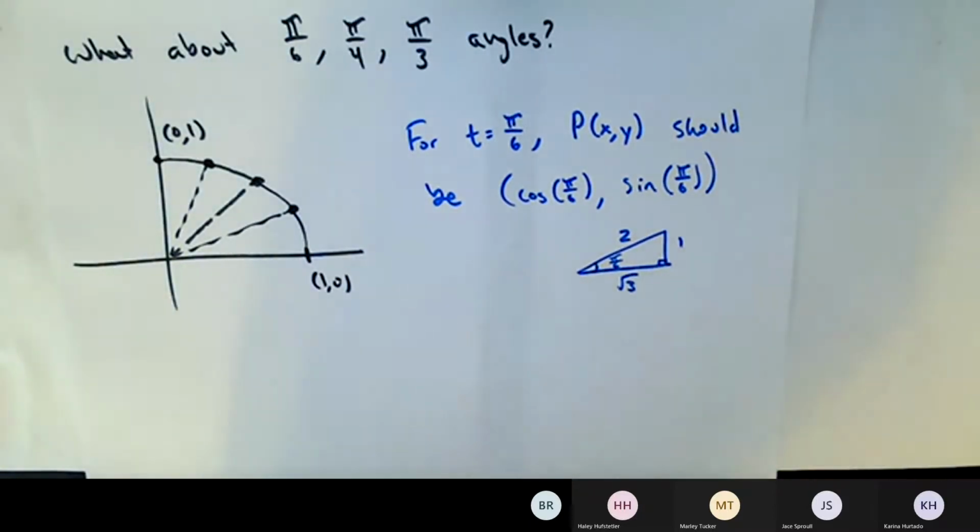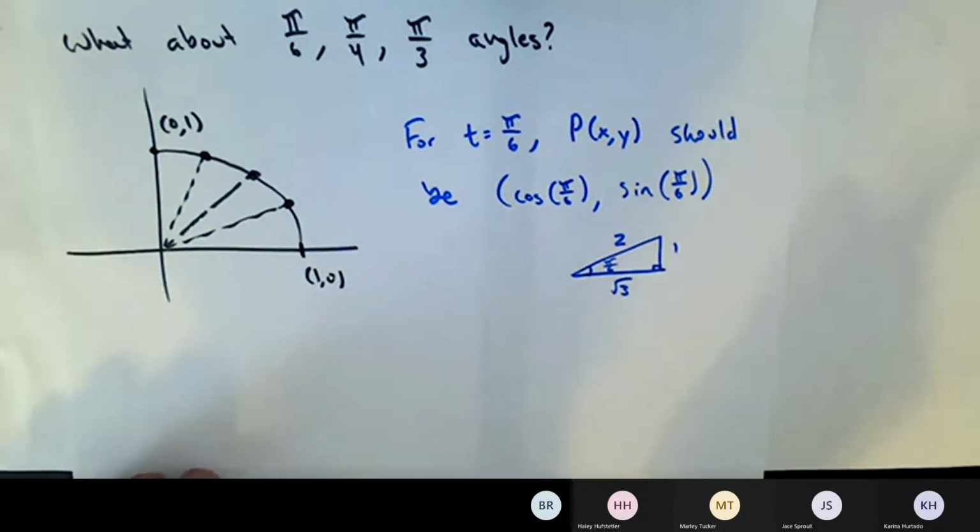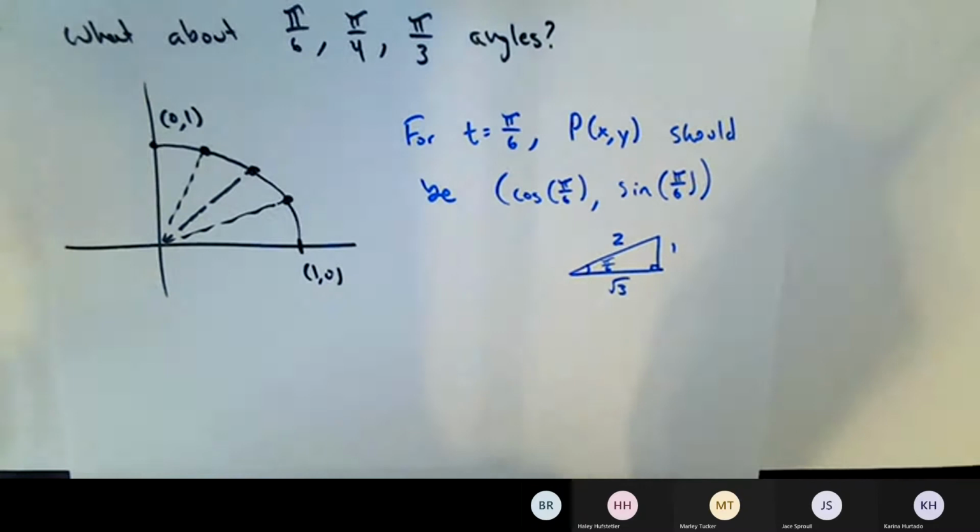If you recall, it came from an equilateral triangle, but honestly, when I was going back to review for teaching this course, I didn't even remember where the triangles came from because I just committed them to memory and that was it.